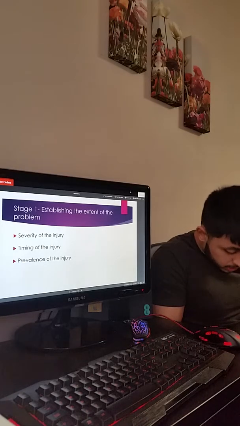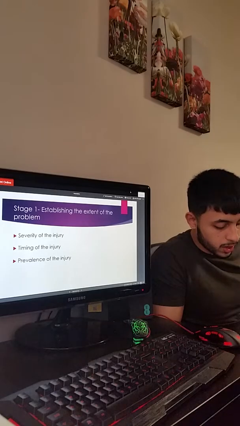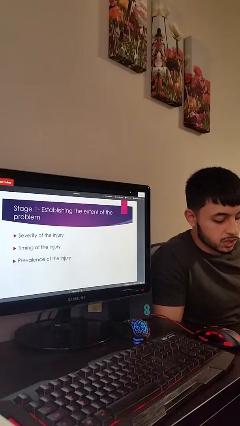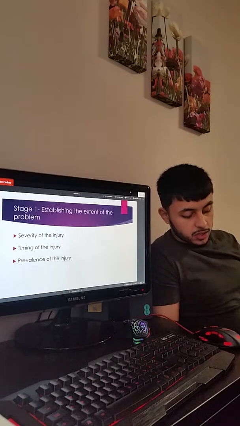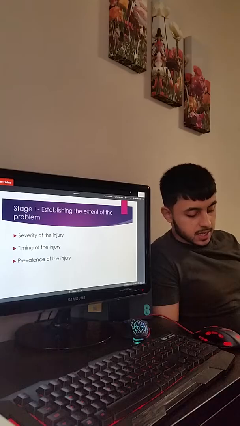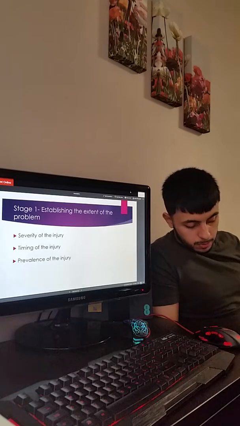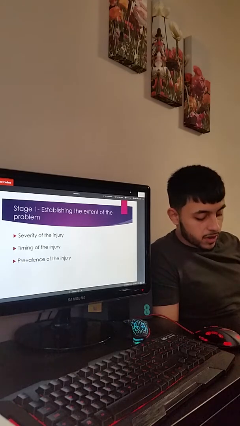Moreover, an advantage of establishing the extent of the problem is that the athlete would be able to determine what level of treatment they will require. By assessing the extent of the problem, they won't underestimate the injury and they can develop a rehabilitation program whilst taking these factors into consideration. For example, if the injury is prevalent, such as an overuse injury, then the exercise in the rehabilitation program would be light to prevent the aggravation of the injury.